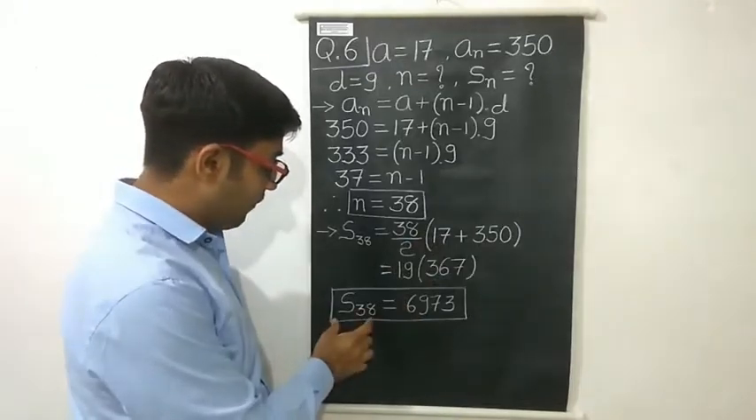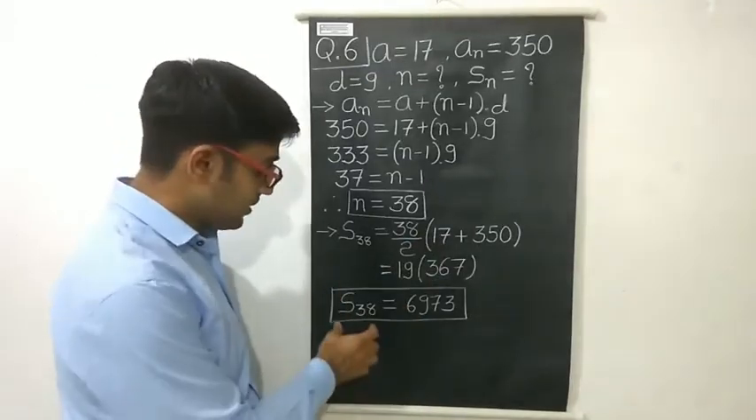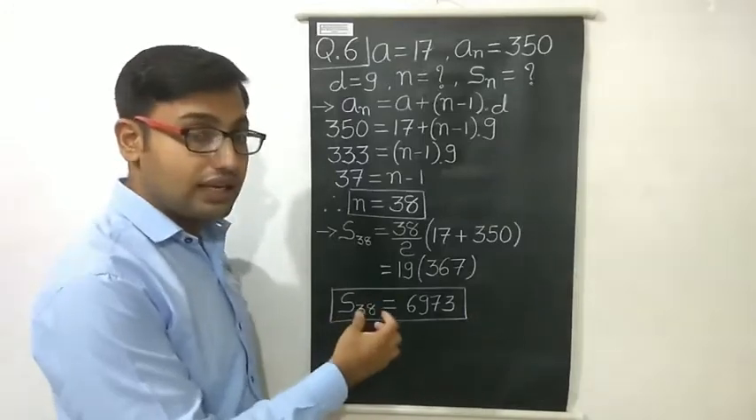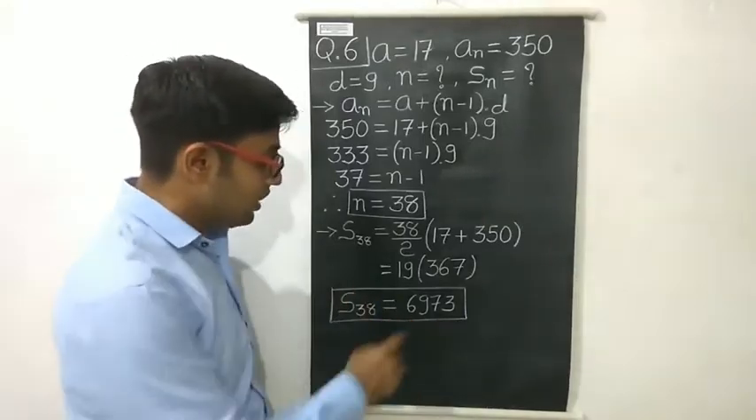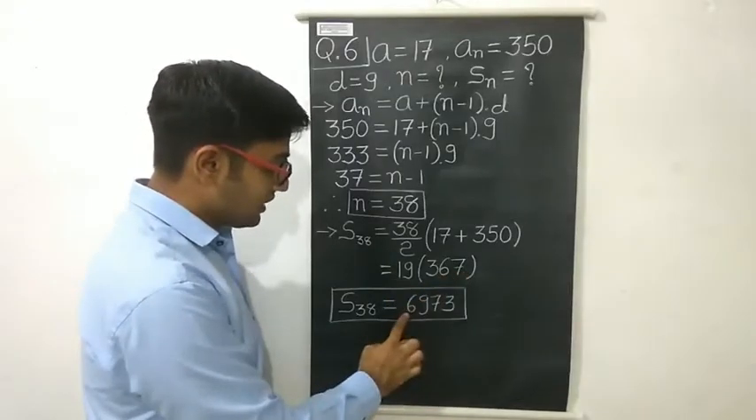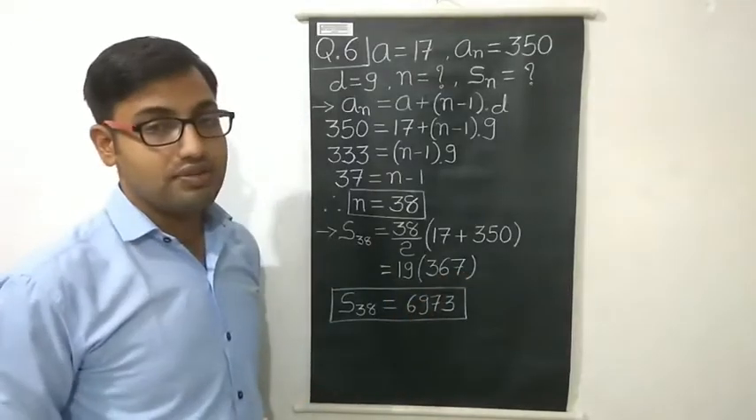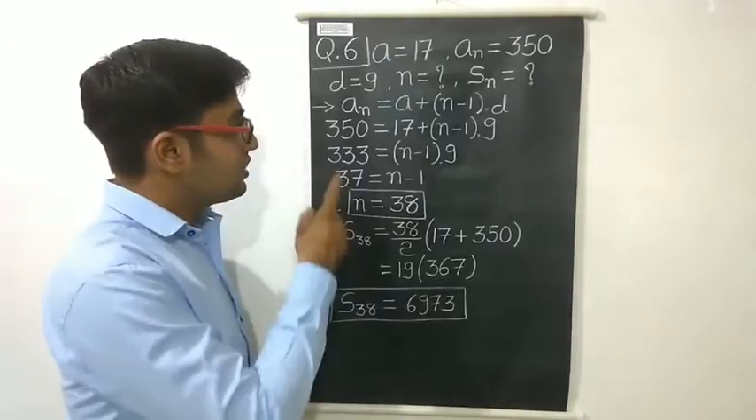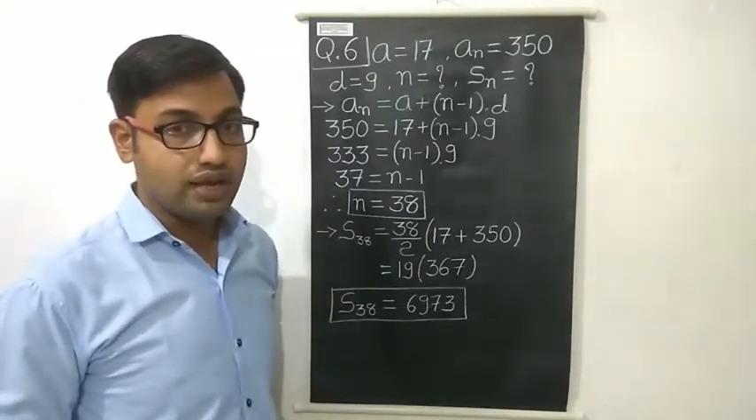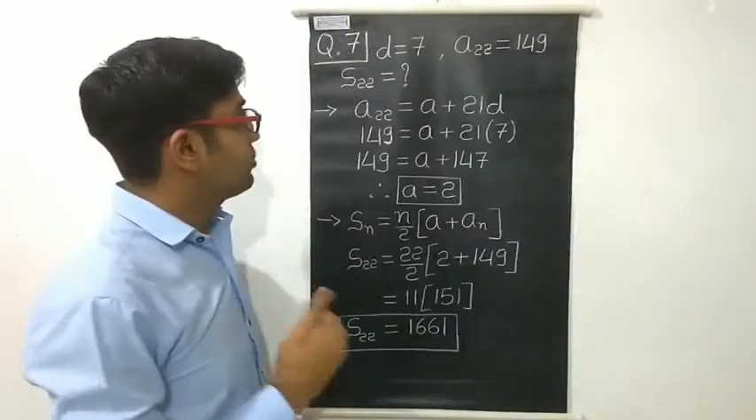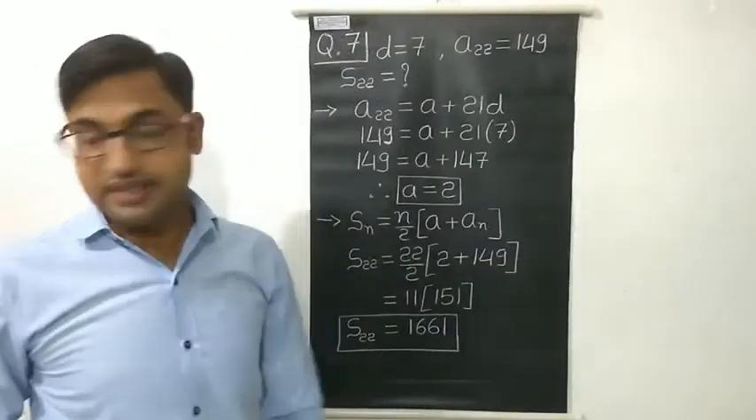So the sum of the first 38 terms, S38, by multiplying these two, we get 6973. Okay, so in this way we can solve this type of sum. Okay, so let us study question number 7.